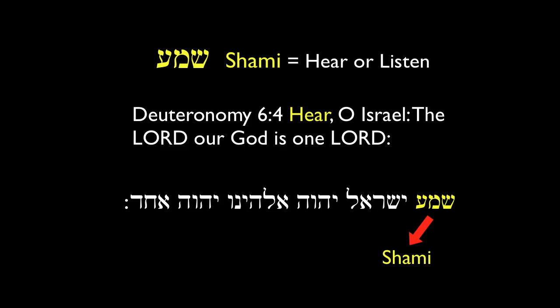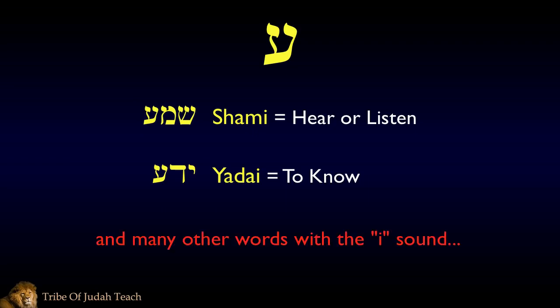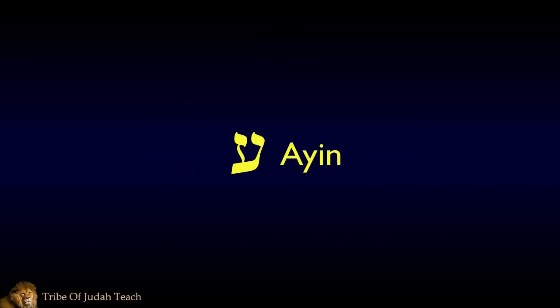Now, let's go back to the letter I. So you have the word Shammai, which means hear or listen. Also, you have the word Yadai, which means to know. And there's many other words with the I sound in it. Now, there's a controversy about how this letter really sounds. But again, if you take away the vowel points and the vowel letters, the original sound this letter makes is I. Even today in modern Hebrew, this letter is called ayin. You can clearly hear the I sound at the beginning of the word, ayin.